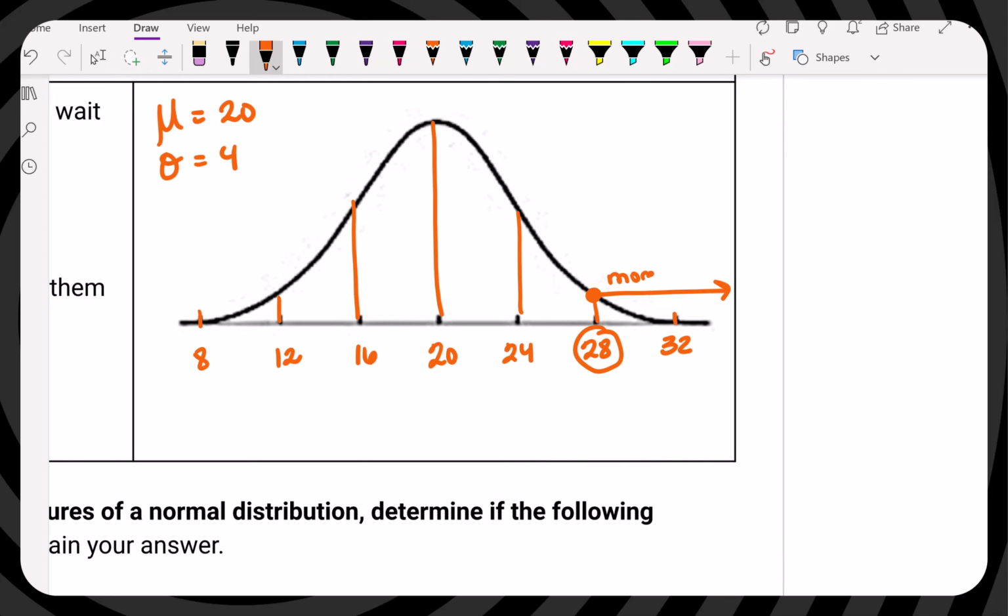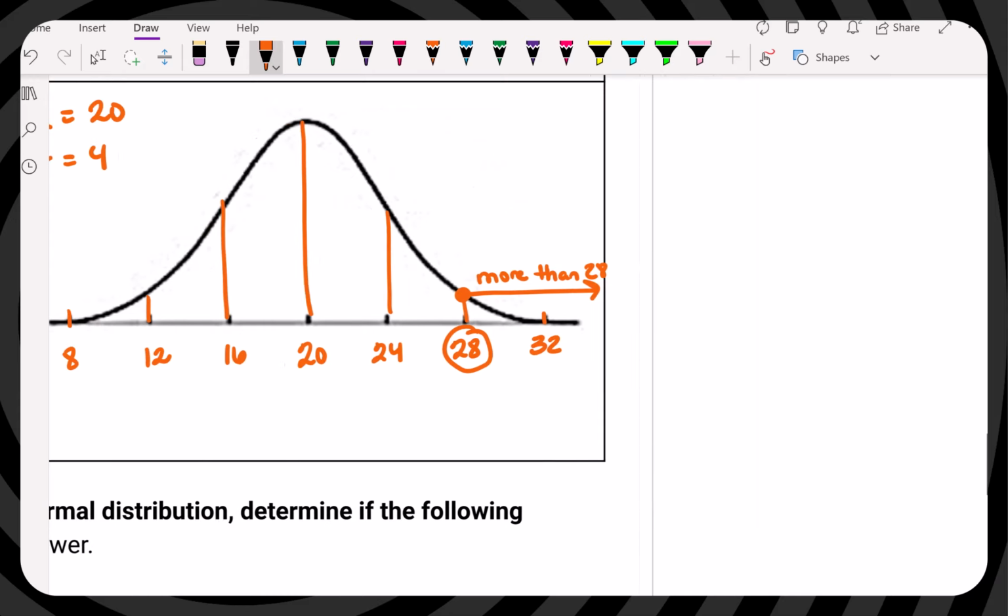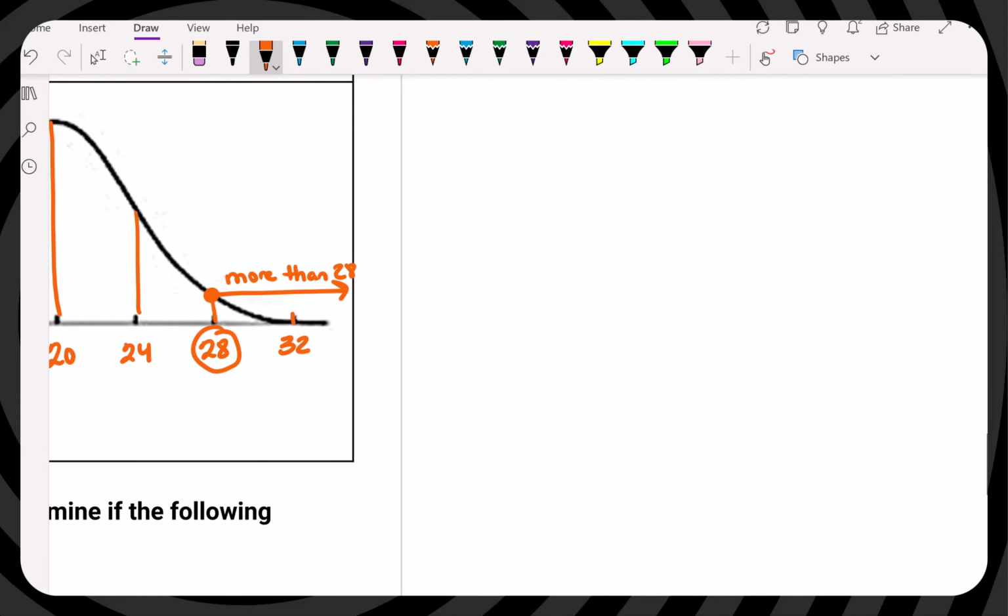So more than 28. Now, is this something that I have immediately available to me? No, I don't. Notice how it's on the right-hand side of the mean. So what I'm going to do is focus on the mean to the right. I know that 20 and above is going to automatically be 50%. Okay, so since I don't know this portion, I can probably find out that portion. So I can find out up to 28.